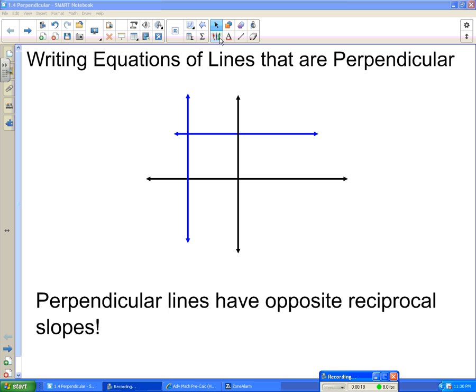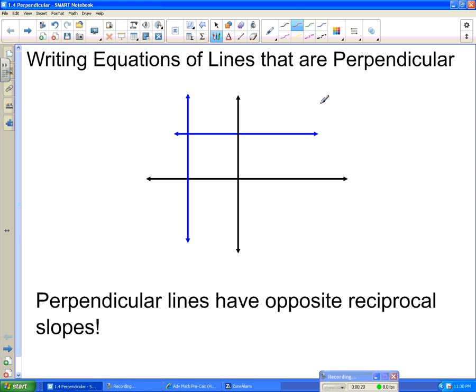And what that means is, let's say our original line has a slope of 2/3. So let's say this is the original line. If I wanted to find the slope of the line that was perpendicular, so we'll let this represent the perpendicular, I would take the given slope of 2/3, I would flip it, make it 3/2. And since this is positive, the opposite of a positive is a negative. So my perpendicular would be negative 3/2.